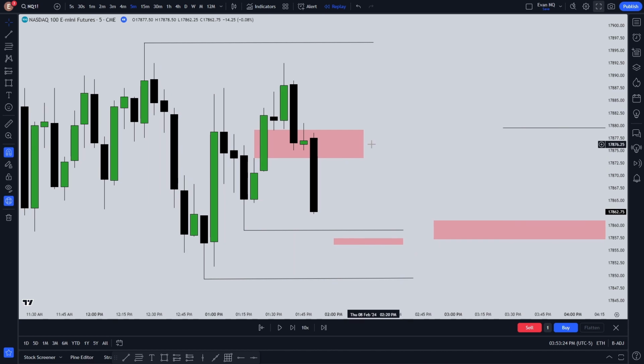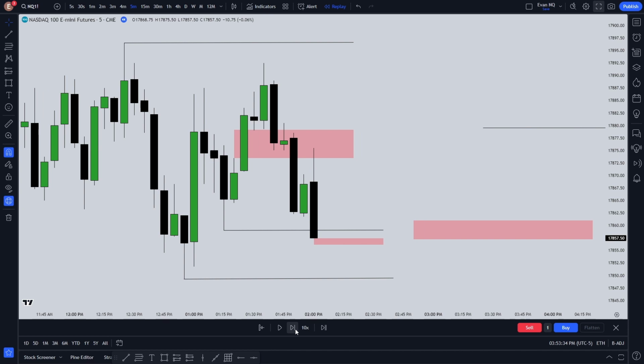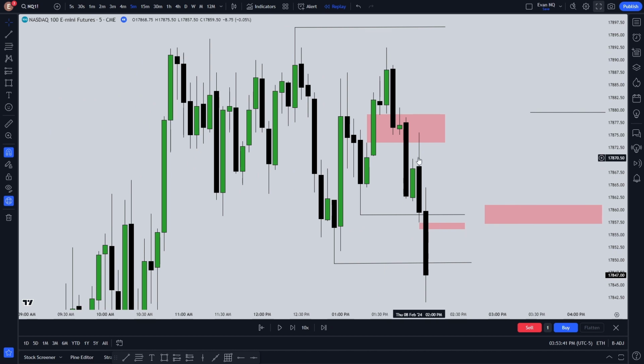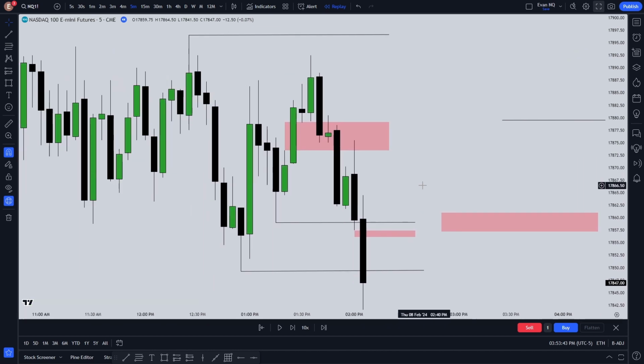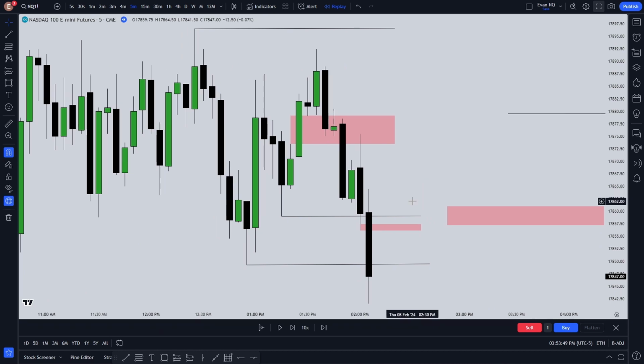Most people see inverse fair value gaps as price coming down and then waiting for a rejection back up. But in this case, it does hit it and then reject back down to take out this sell side right here, but not in every case. And this is your classic A plus textbook setup right here for an inverse fair value gap.